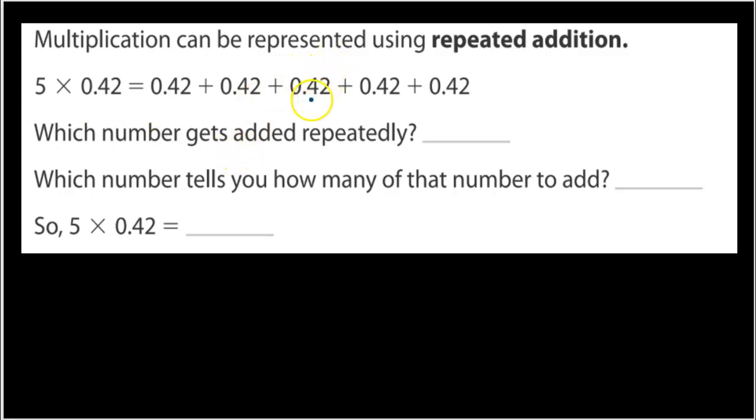It says which number gets added repeatedly. Well, obviously we can see by the example that 42 hundredths gets added repeatedly. And then it says which number tells you how many times to add that number. Well, if you look, it says 5 times 42 hundredths. So the 5 tells us how many times to add. When you do that, I'm going to line them up down here at the bottom and add for you just to show you the repeated addition. I'm probably going to have to write small, so forgive me.